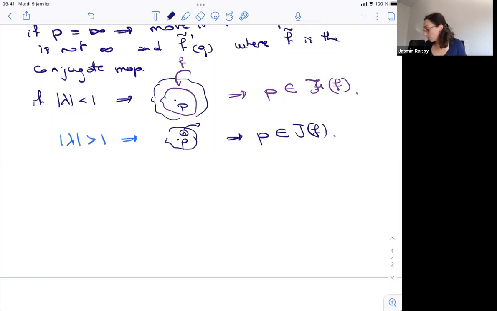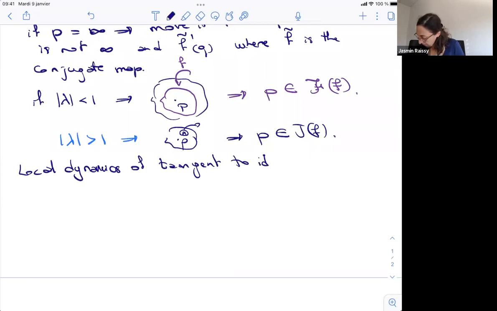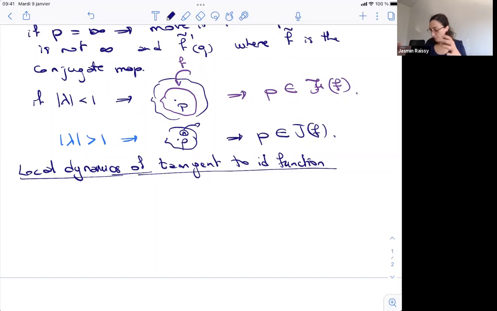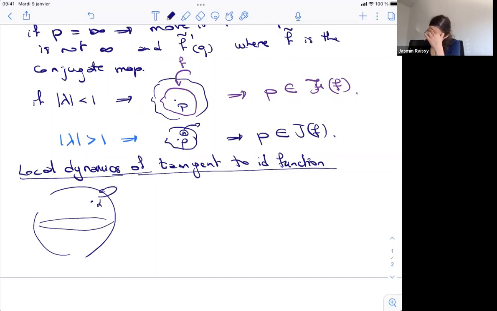So now I go back to local dynamics of a parabolic germ, so actually a tangent to the identity function at a fixed point. If I am choosing a chart, so I have my Riemann sphere right here, I have a point alpha, which is sent to itself by f, and f prime at alpha. So I'm assuming alpha is not infinity, and f prime of alpha is one.